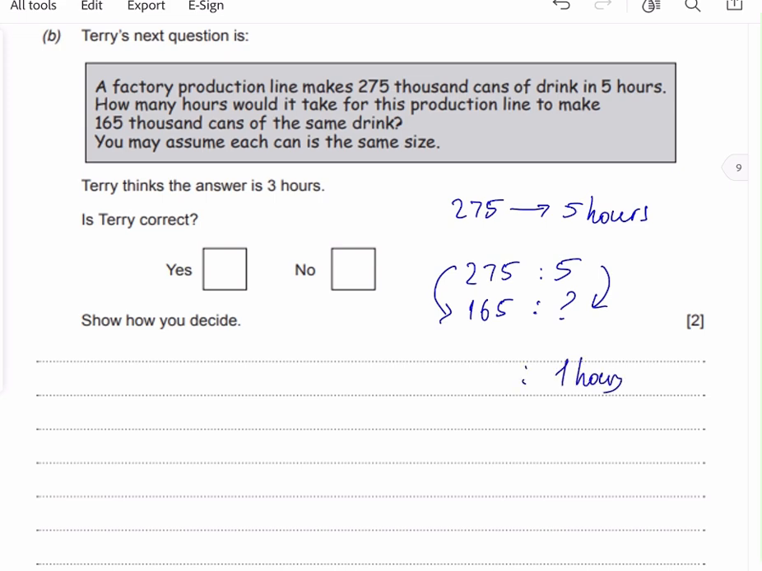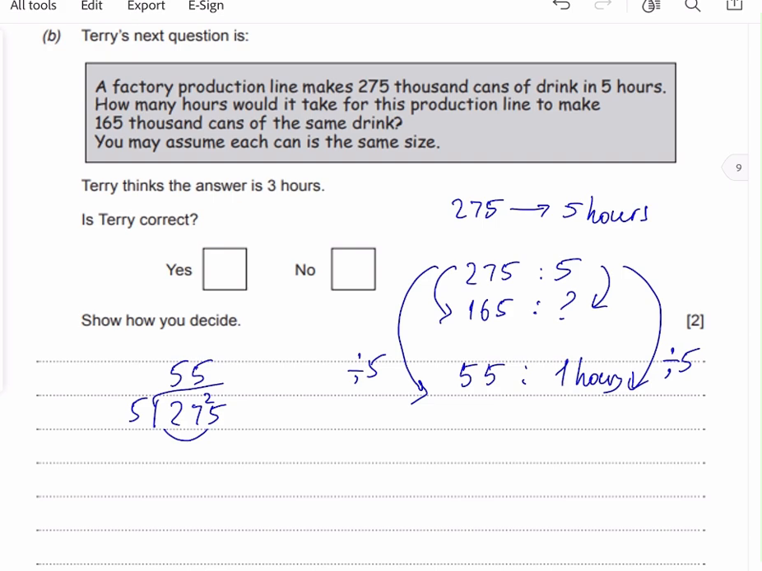So what will be useful here is to work out the amount of cans made in 1 hour. So let's divide both numbers by 5. That is a direct proportion. It is a non-calculator question, so show your working for 275 divided by 5, which will give you 55,000 cans.